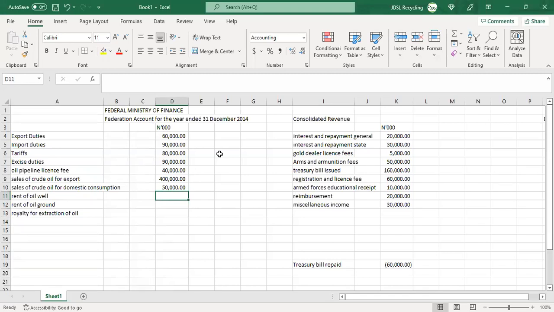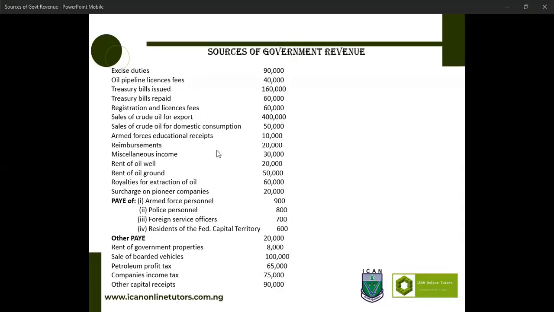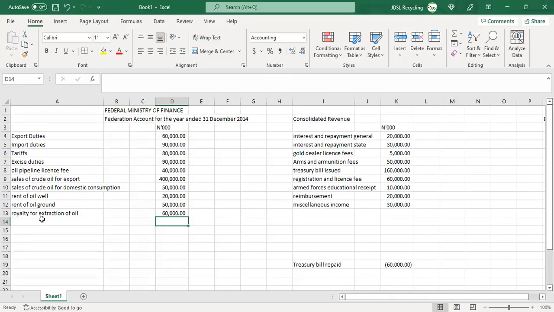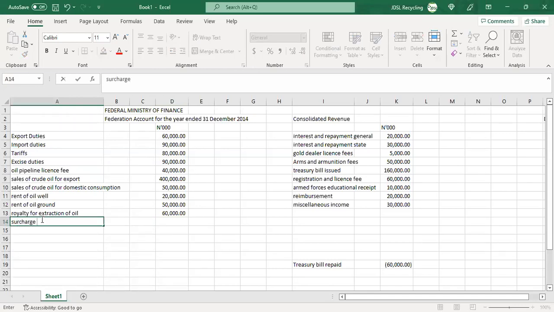20, 50, and 60. So charge on pioneer companies. Federation account. Bingo.